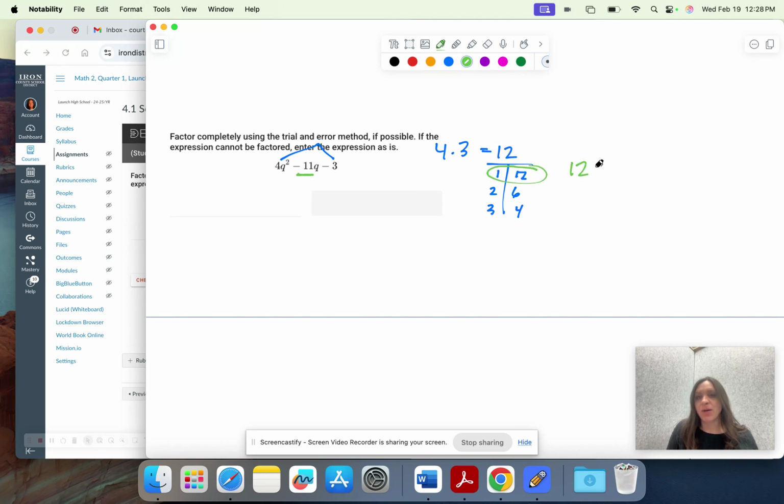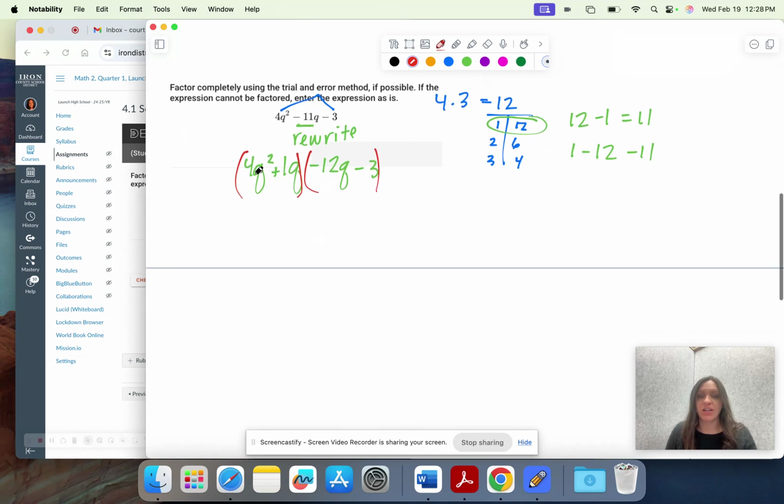So right here, 12 minus 1 is positive 11, but I want negative 11. So I'm going to do 1 minus 12 when I rewrite that middle term. So I'm going to do 1q minus 12q. And then I still have the 4q and the negative 3. And then I use factor by grouping because it works every time, right?